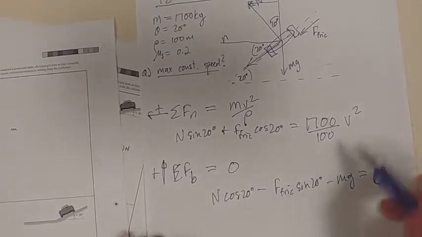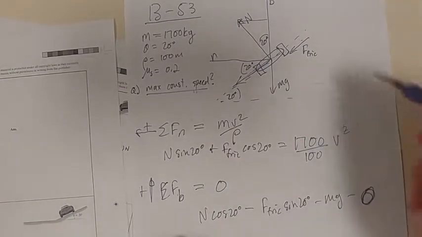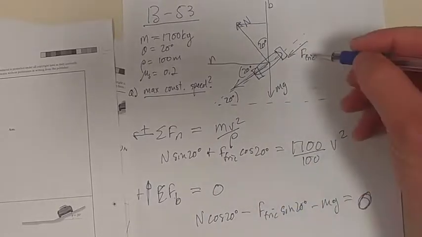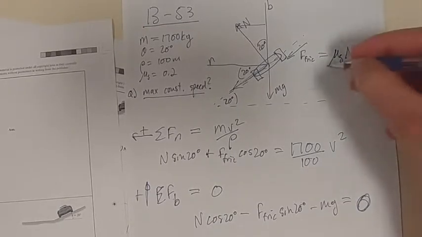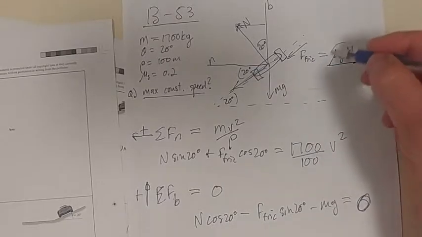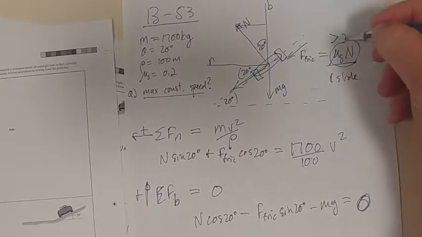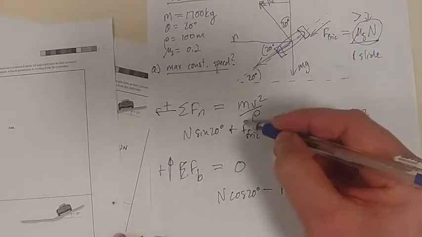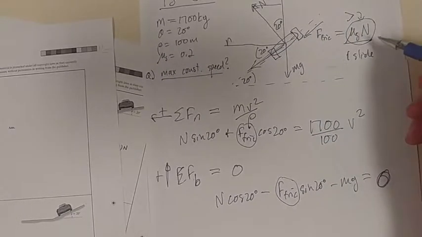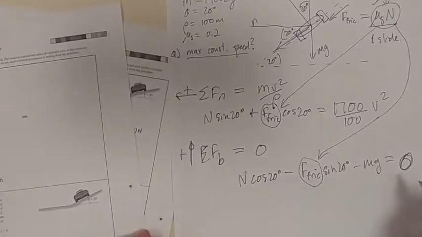Now that we've set this up, what is the next thing that we need to understand? The concept is that the maximum frictional force is mu s n. If the frictional force goes above this, then we will begin to slide. So now all we need to do is plug mu s n into our friction variables here. That's all you do, guys. Take mu s n, plug it in there, and we solve.